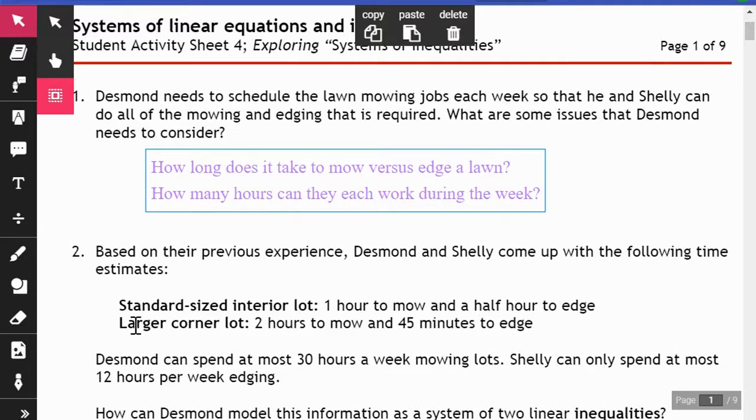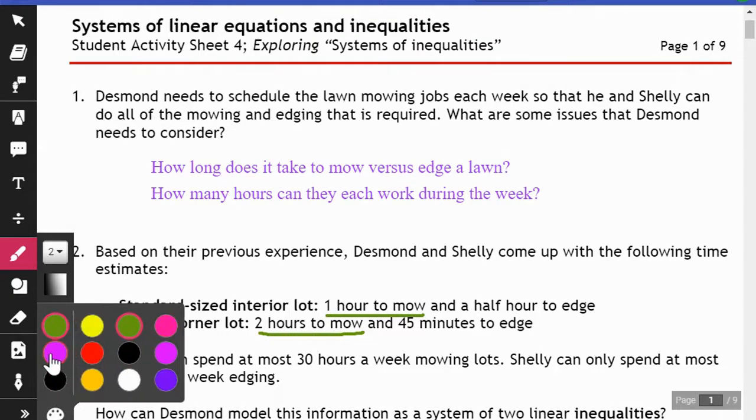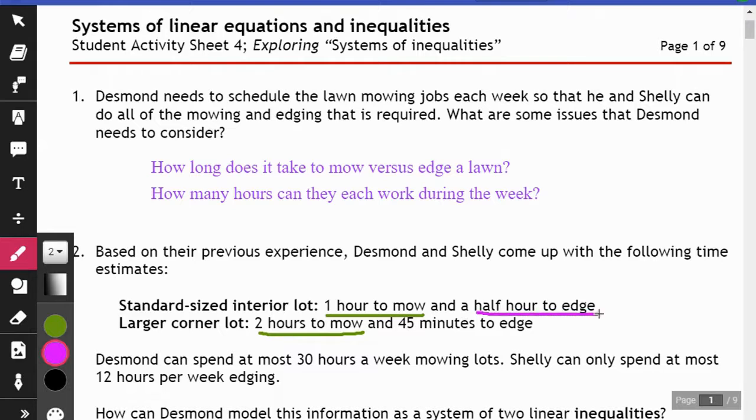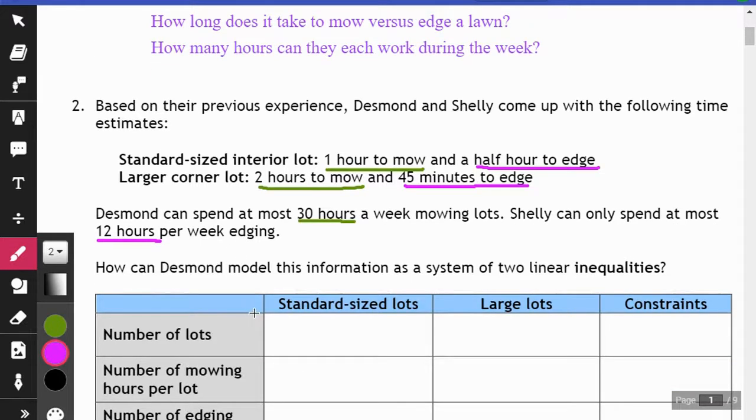Okay. So here are some facts that they give us. It takes 1 hour to mow a small lawn and 2 hours to mow a large lawn. We also know it takes a half hour to edge a small lawn and 45 minutes to edge a large lawn. That's important. Now Desmond has 30 hours. Remember, he's mowing, so we're going to underline that in green. Shelly, on the other hand, has 12 hours to work. Neither of them can work more than that. So the green ones are what Desmond's dealing with. The purple ones are what Shelly is dealing with.